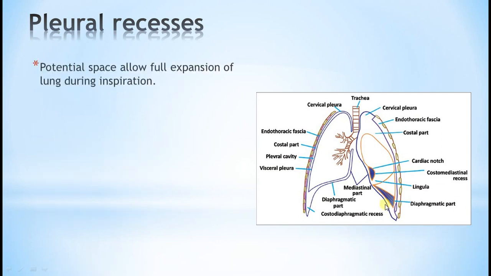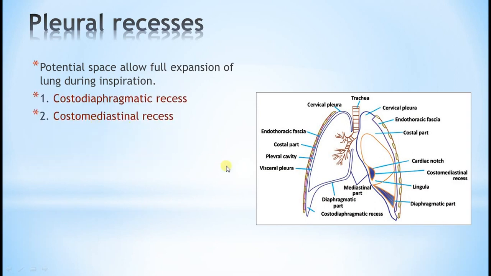They are potential spaces which are reserved for the lung during full inspiration. During normal breathing, the lung does not accommodate in this space, or come into this space. But when you do a forced full inspiration, the lung gets filled into these spaces, and they are called the pleural recesses.